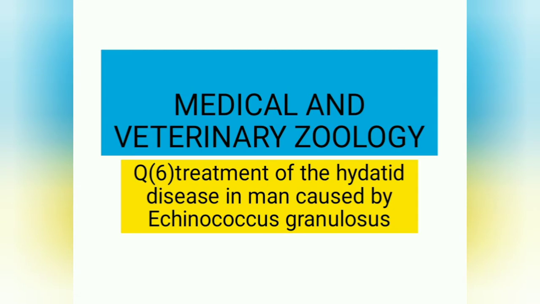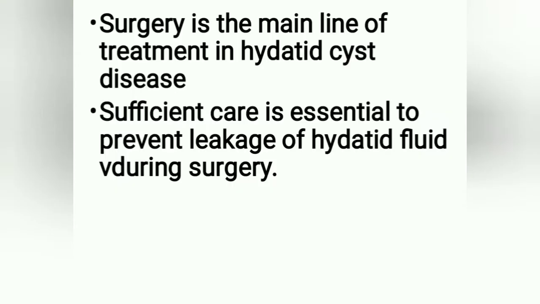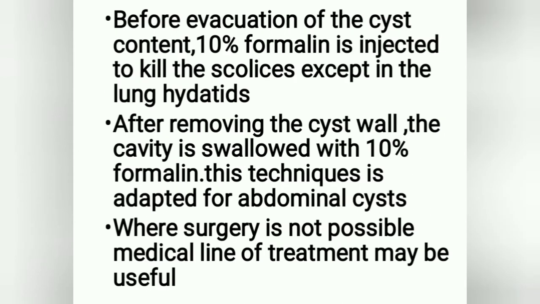Our sixth question of this chapter is treatment of the hydatid disease in man caused by Echinococcus granulosus. Surgery is the main line of treatment in hydatid cyst disease. Sufficient care is essential to prevent leakage of hydatid fluid during surgery. Before evacuation of the cyst content, 10% formalin is injected to kill the scolices, except in lung hydatids. After removing the cyst wall, the cavity is swabbed with 10% formalin. This technique is adopted for abdominal cysts. Where surgery is not possible, medical line of treatment may be useful.